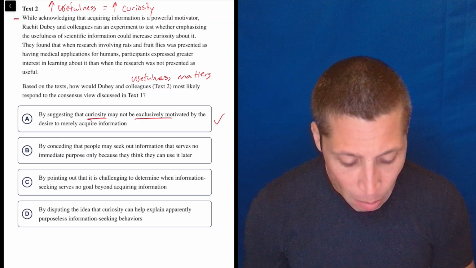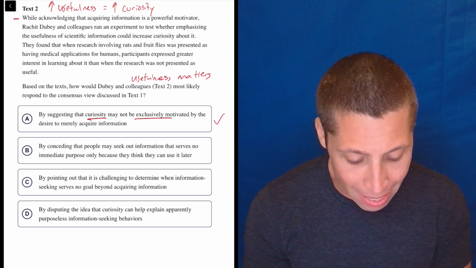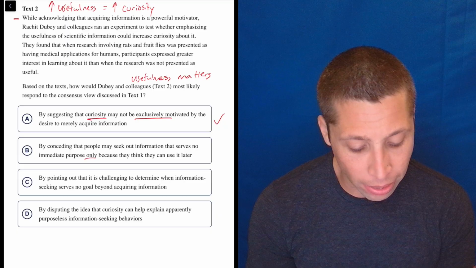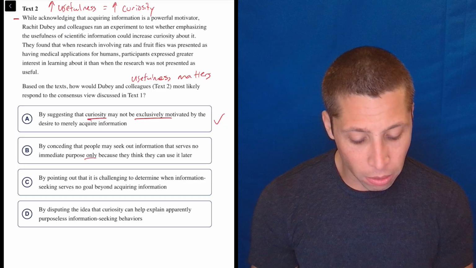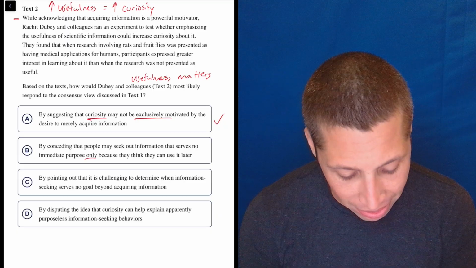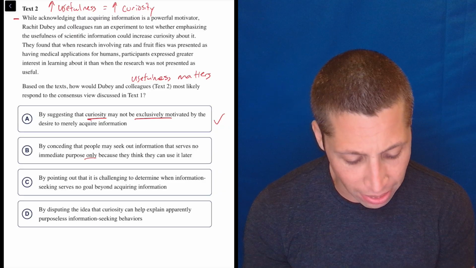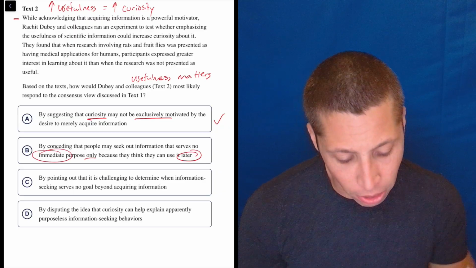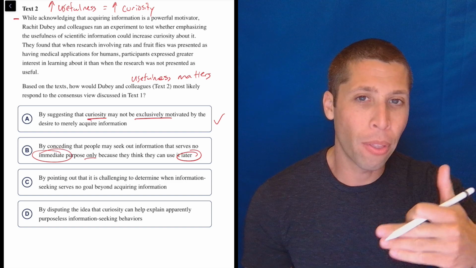By conceding that people may seek out information that serves no immediate purpose only, that's a very strong word, because they think they can use it later. Well, he's not conceding that. Whether they use it immediately or later isn't really about the usefulness here.